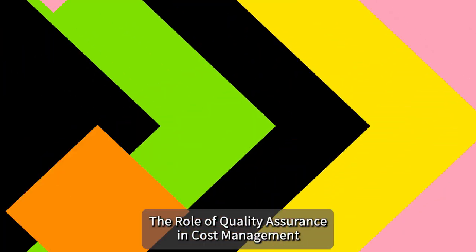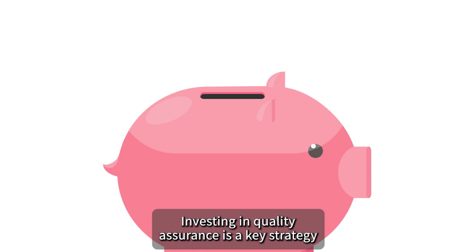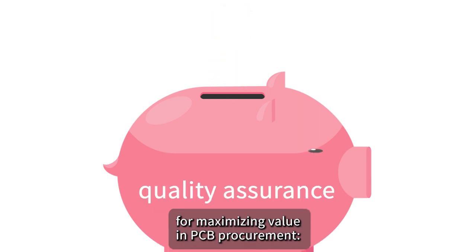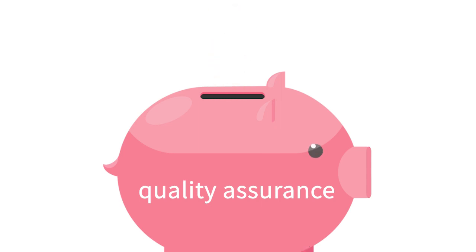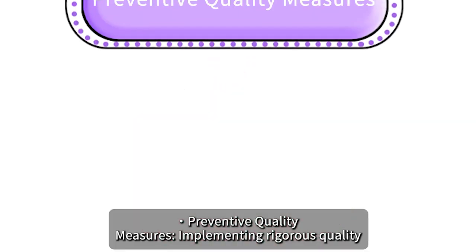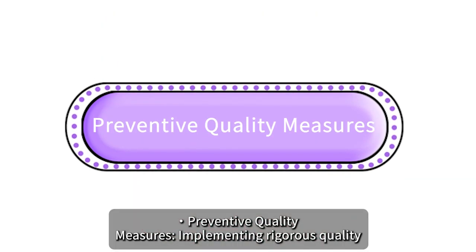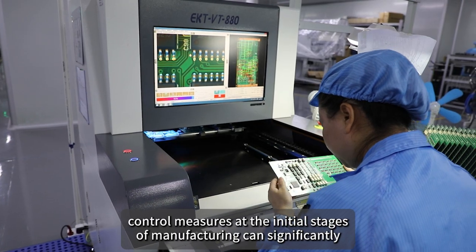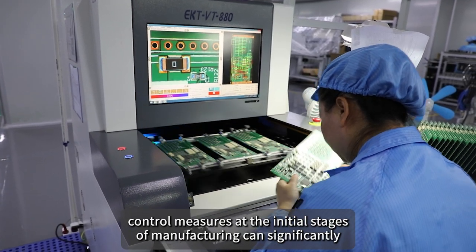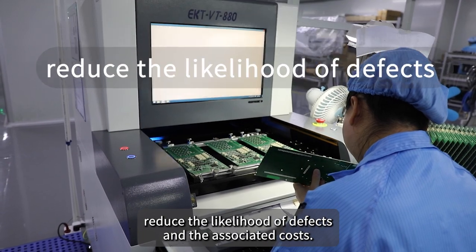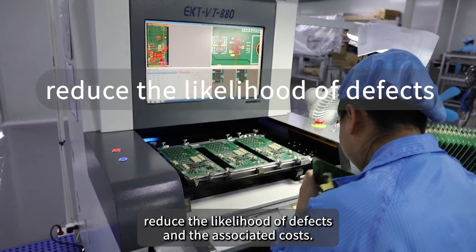4.3. The role of quality assurance in cost management. Investing in quality assurance is a key strategy for maximizing value in PCB procurement. Preventive quality measures. Implementing rigorous quality control measures at the initial stages of manufacturing can significantly reduce the likelihood of defects and the associated costs.